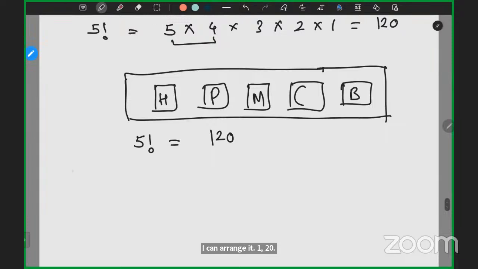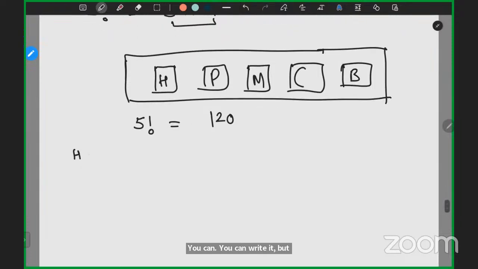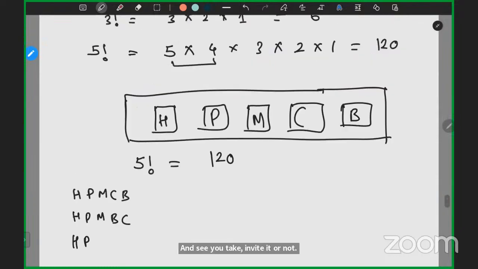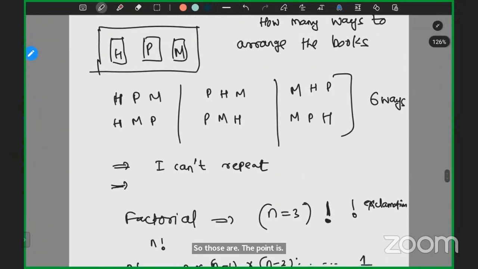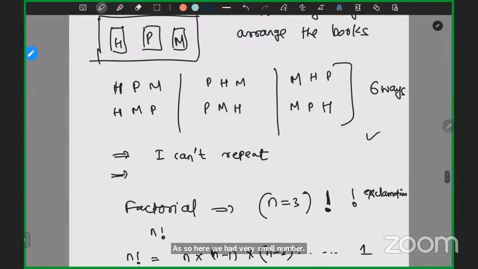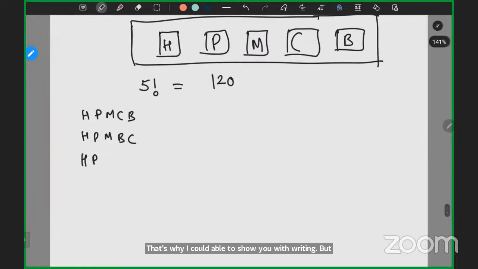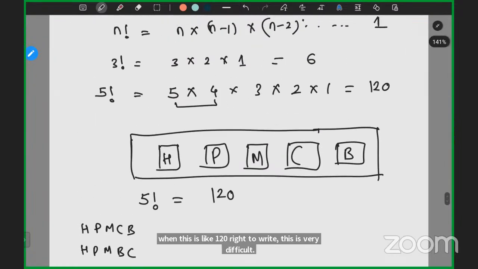You can write them out, but that's very difficult. I can show it for one case. Let's say H is my first one: HPMCB, then HPMBC. The point is, here we had a very small number, that's why I could show it by writing. But when there are 120 ways, writing them is very difficult, and that's why we need these formulas, factorials, and all.